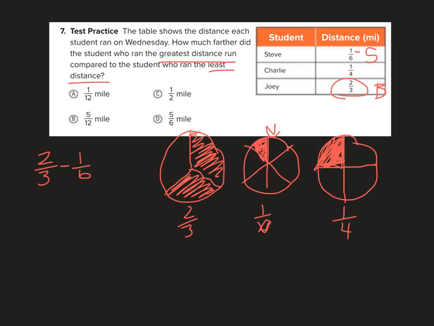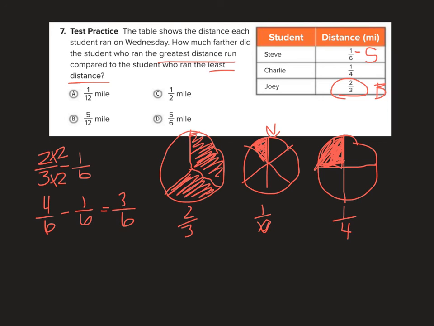So if I take 2/3 minus 1/6, because I have to subtract the smallest from the biggest. Now, I notice that I can make 3 a 6 by just multiplying by 2. And then I don't have to touch the 1/6. So I would get 4/6 minus 1/6 equals 3/6.